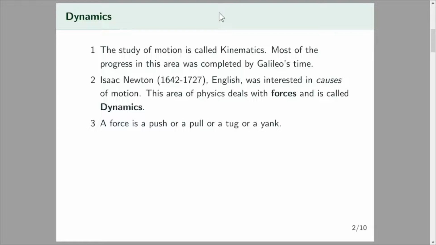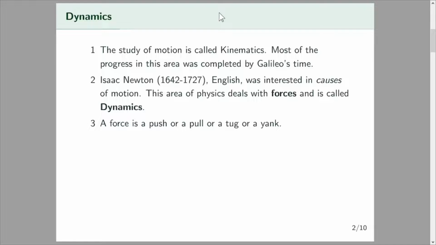He spent a lot of time quantifying motion, putting numbers to position, velocity, and acceleration, rather than, as the Greeks did, just calling things fast or slow or stationary. He wanted to quantify that, and so he did. By the time Newton came along, Galileo had died in 1642. Newton was born in 1642.